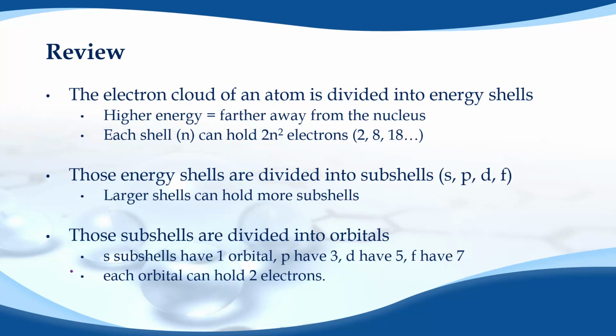Right, and each of these subshells is broken up into orbitals. Each orbital can have 2 electrons. An orbital is just a place where you can find electrons. S's have 1 orbital, P's 3, D's 5, F's 7. Right, so that's where we are right now. So at this point, we're going to go over the 3 rules that electrons use when they fill in all of these different orbitals and subshells and shells.